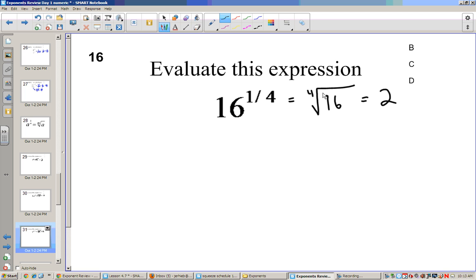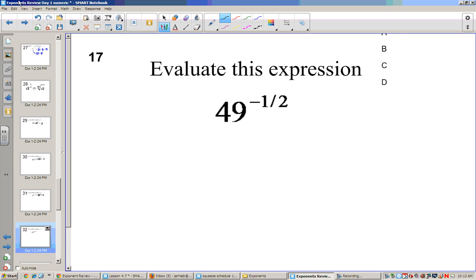One key when you're figuring these out without a calculator is to think about something to the fourth power moves up very quickly. If it's only at 16, there's only a few numbers it could be. So if it helps, just multiply them out. 2 times 2 is 4, 2 times 2 is 8, times 2 is 16. So that would work. 49 to the negative 1/2.